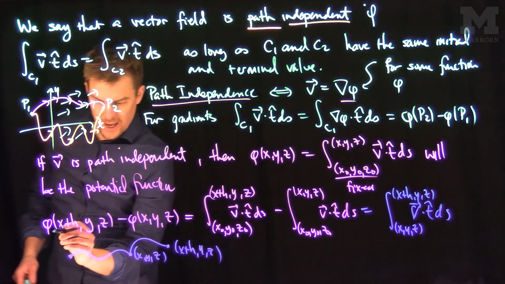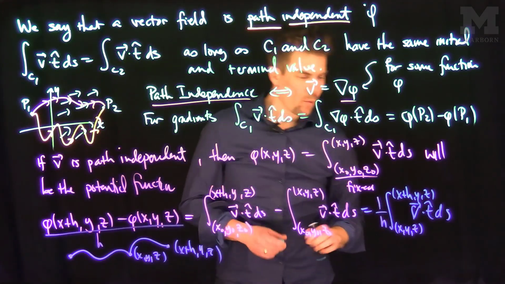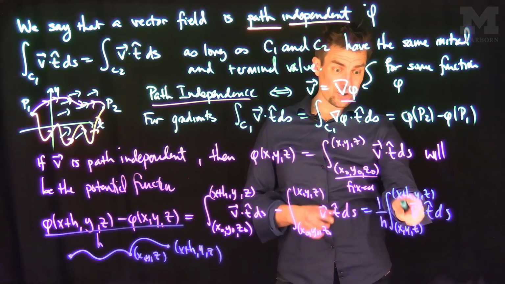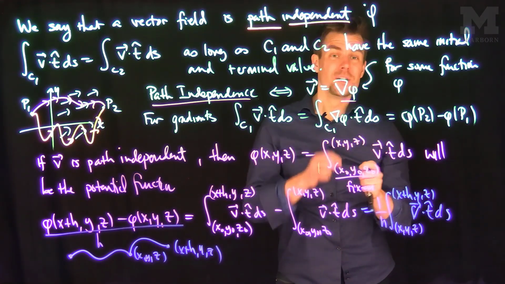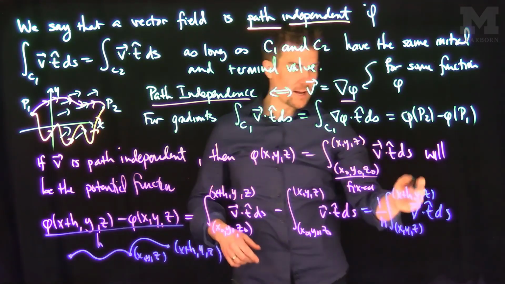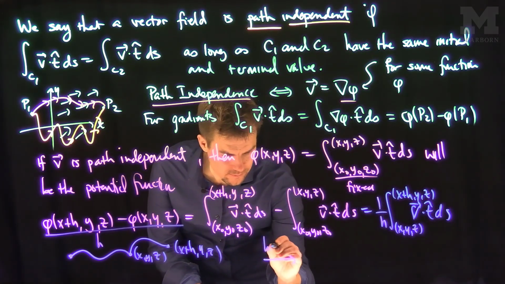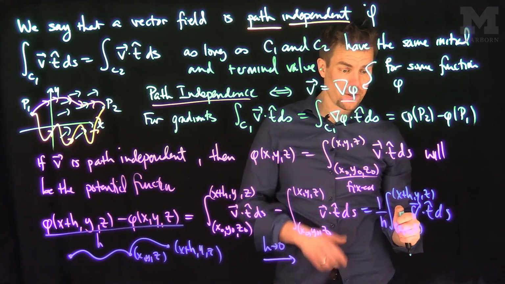So if I divide this by h over here, and I divide this by h over here, what I have is I can do any path I want. The only thing that's changing in this integral over here is the x. So by the fundamental theorem of calculus, as h goes to 0, this is going to turn into just the first component of v. That's the only thing that's going to be changing in here.